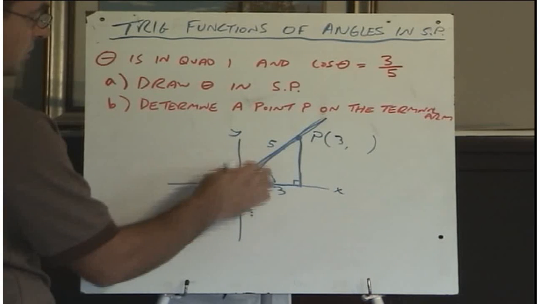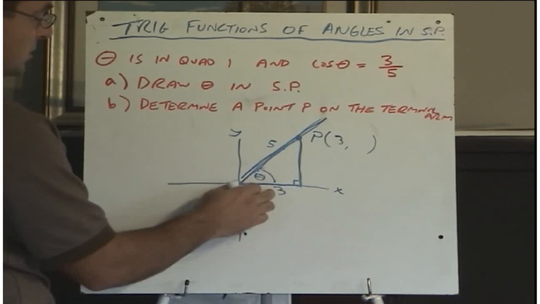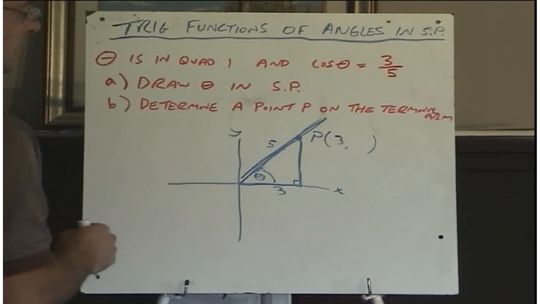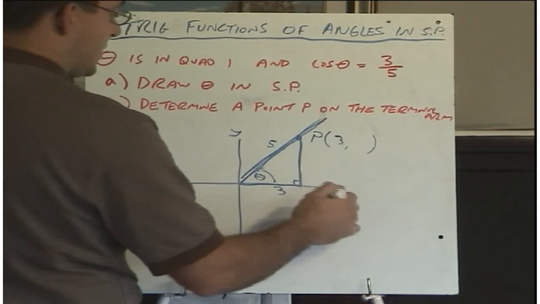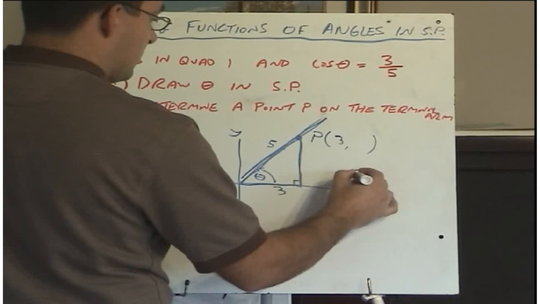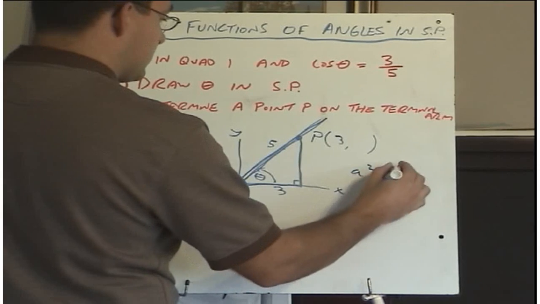Well, with the trig ratio, you're always going to know two sides. We knew that this was 3, we knew the hypotenuse was 5. So Pythagoras' theorem will allow us to find this side here. And so, remember, a squared plus b squared equals c squared.